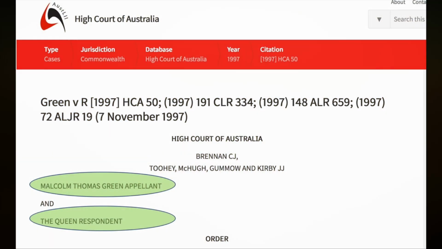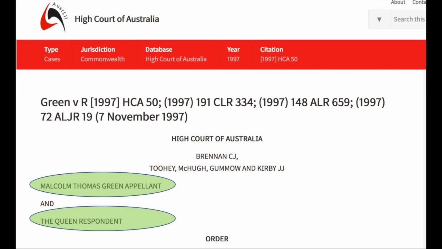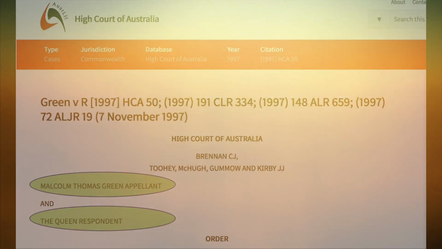Next, we should look and see who the parties are. Now, the report will not only tell us the name of the party, but also their role in proceedings. So in this case, we see right up front on Ostley, Malcolm Thomas Green, appellant. So we know the name of the party, and we know that as the appellant, he's the one who has brought this matter to the High Court. Because this is a criminal proceeding, the other party is always going to be the Queen.